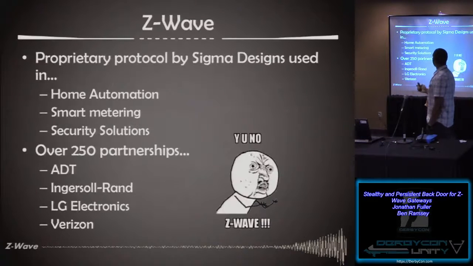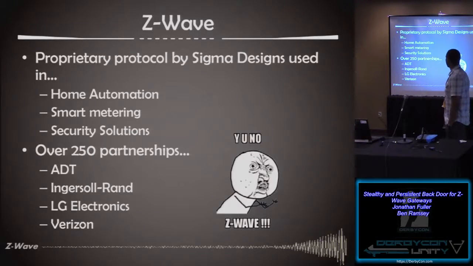All right. Z-Wave is a proprietary protocol by Sigma Designs. It is primarily used in home automation, security solutions, and smart metering. Sigma Designs has partnered with over 250 companies, including big names like Ingersoll Rand, ADT, Verizon, and LG Electronics.